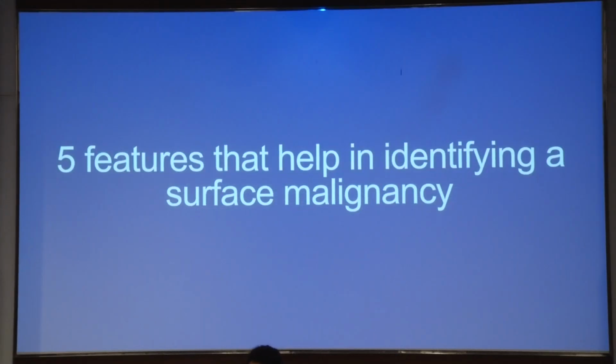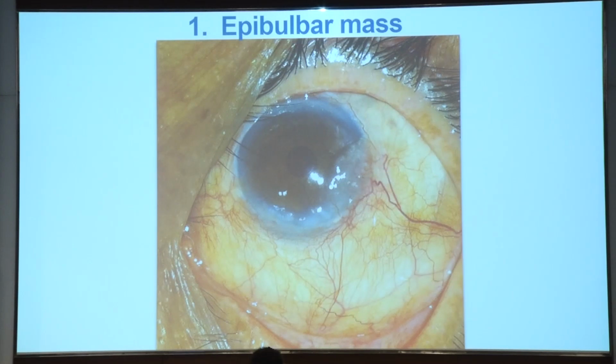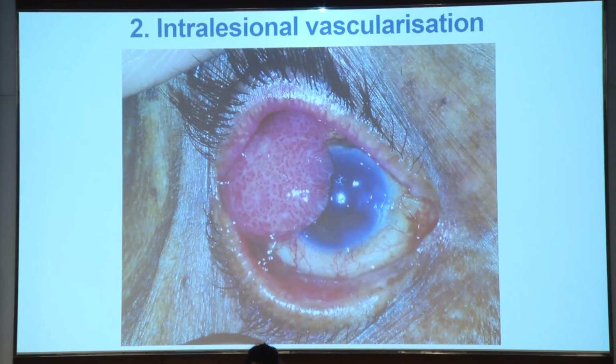I'll talk about 5 features that will help you in identifying a surface malignancy. Number 1, the presence of an epibulbar mass, especially if it's a papilliform kind of large mass. So a papilliform, reddish, large mass, suspect a malignancy. Sometimes you don't see a papilliform mass, but it's still a limbal gelatinous kind of mass which is growing over the limbus. So that again could be a malignancy. So keep that in mind.